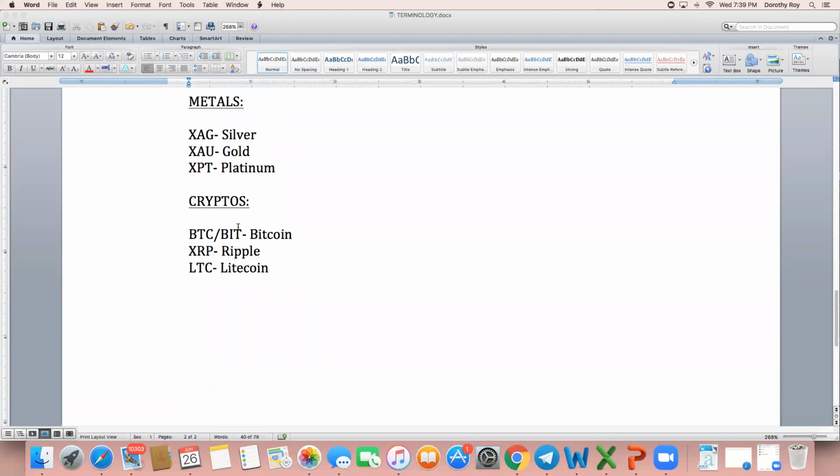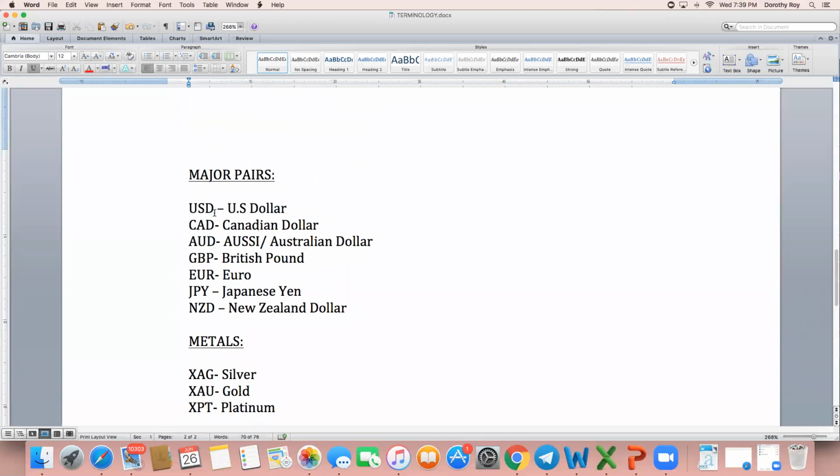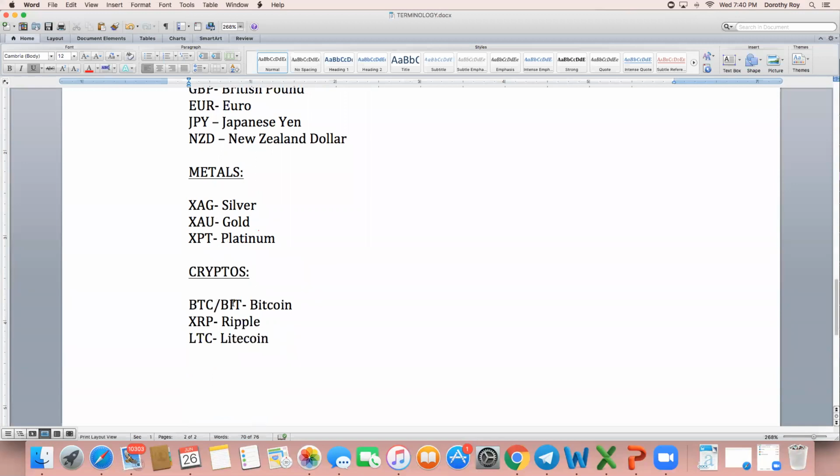So cryptos are actually fun. Crypto is very volatile. It's a great way to expose yourself to something different other than just currency pairs, because currency pairs are a good start for a lot of people, and they're effective. But cryptocurrency, when it moves, it really moves.